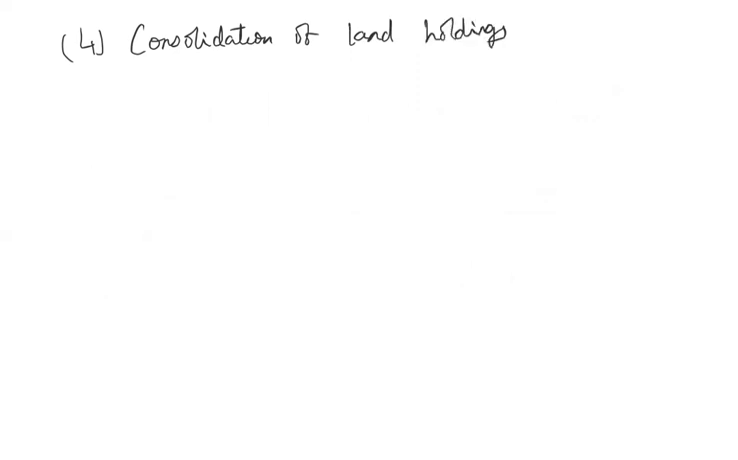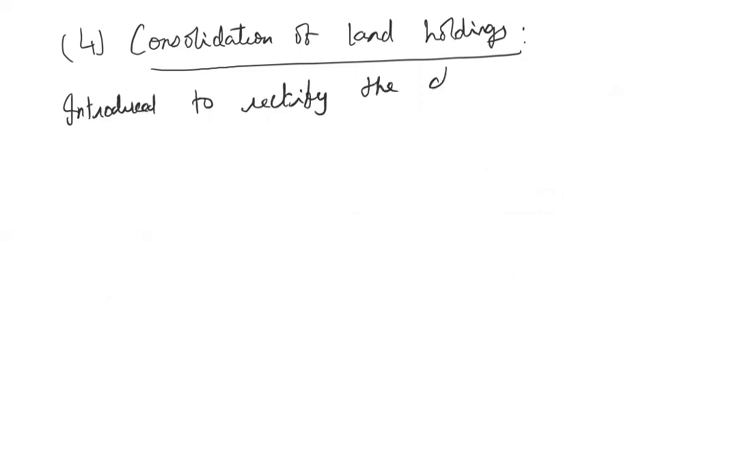Okay, and then the next land reform measure introduced by the government was consolidation of land holdings. This measure was introduced to rectify the defect of fragmentation of land holdings.